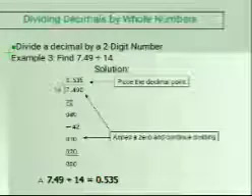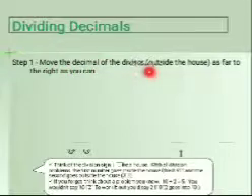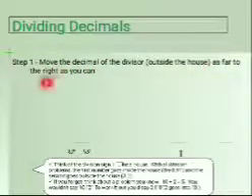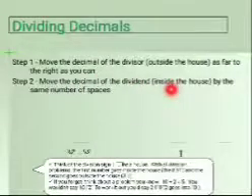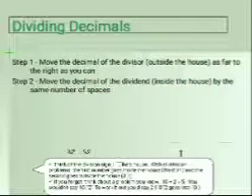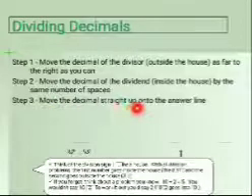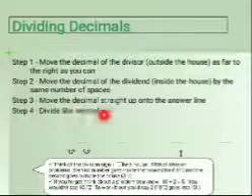Is that clear? Now, the next thing we are going to talk about is dividing decimals. That is to say, we have been dividing decimals by whole numbers, right? So we want to divide decimals by decimal numbers now. Now, the steps. Number 1, move the decimal of the divisor outside the house as far to the right as you can. Then the second step, move the decimal of the dividend, that is the one inside the house, by the same number of spaces. Then step 3, move the decimal straight up onto the answer line. Then step 4, divide like normal.